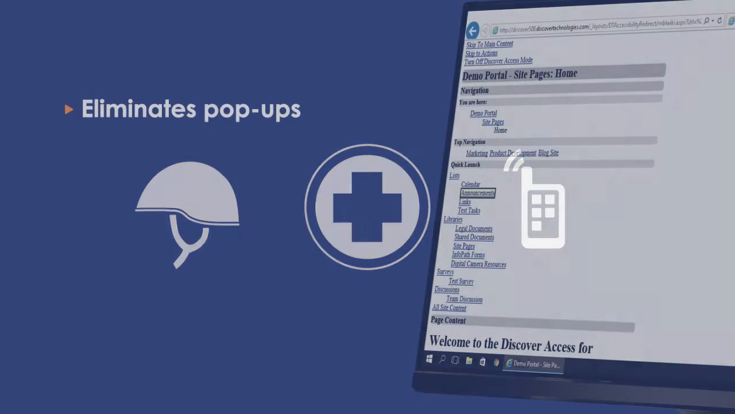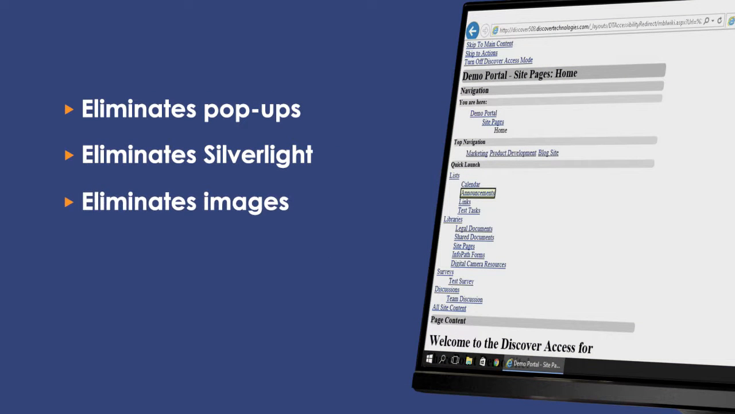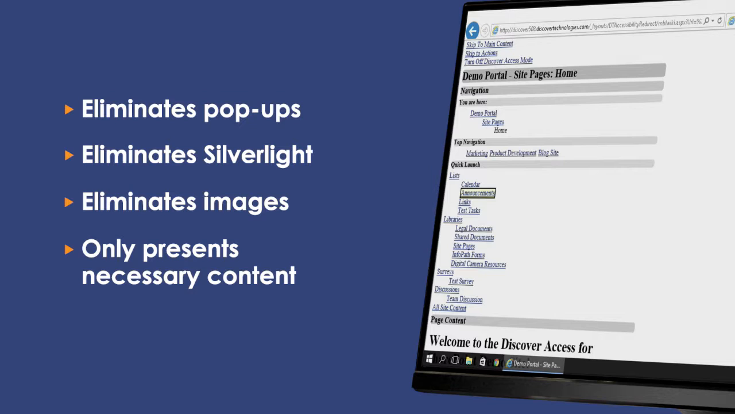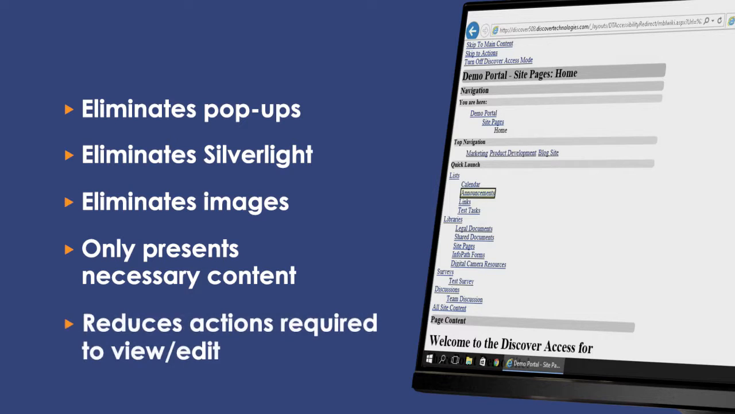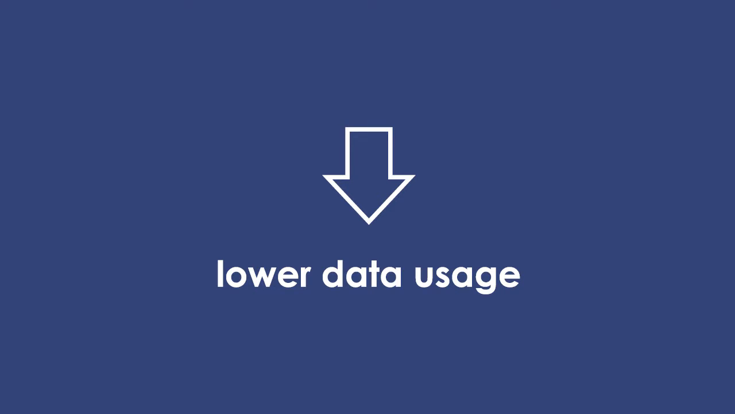Discover Access eliminates pop-ups, Silverlight, and images. It presents only the necessary content in an easy-to-read, single-column format, and reduces actions required to view or edit information. As a result, the SharePoint bandwidth requirements are reduced and responsiveness is improved.